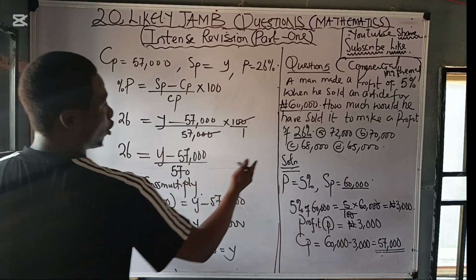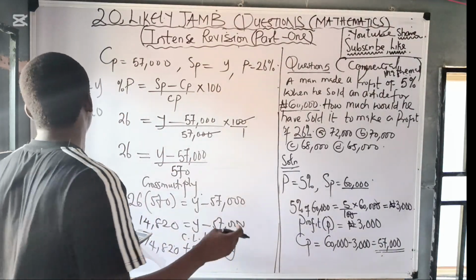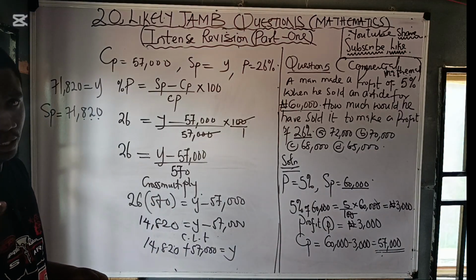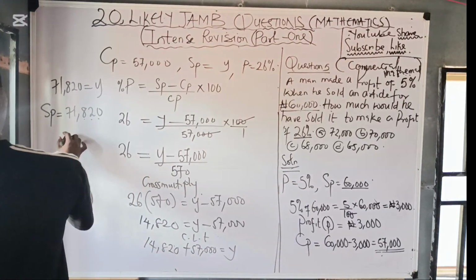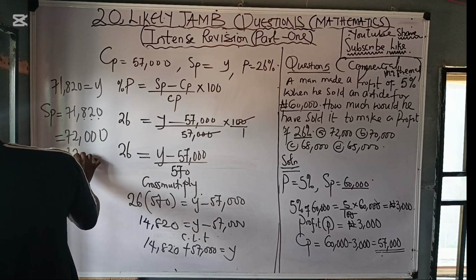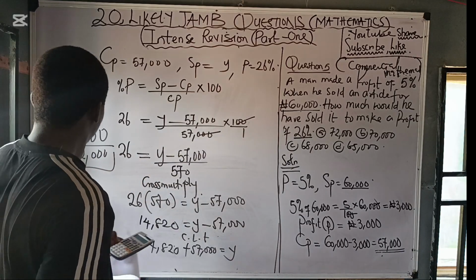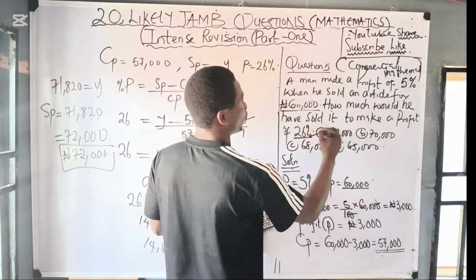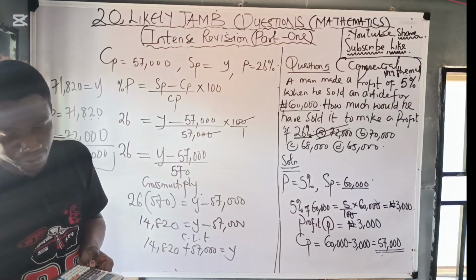71,820 naira. But according to the options, they are all in the nearest thousand. So we have to turn this 3 to 0, because thousands have three 0s. But this number is more than 4, so I'll turn it to 1 and add it here. So my final answer becomes 72,000 naira. So if you want to make a profit of 26%, he ought to have sold it for 72,000 naira, which is to the nearest thousand. So my answer here is what? A.